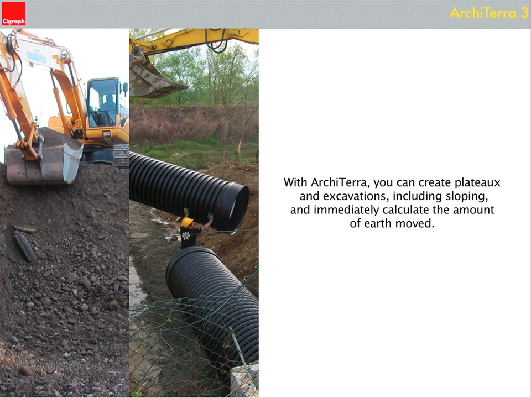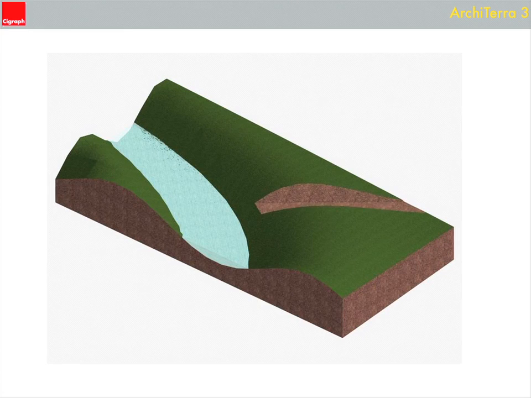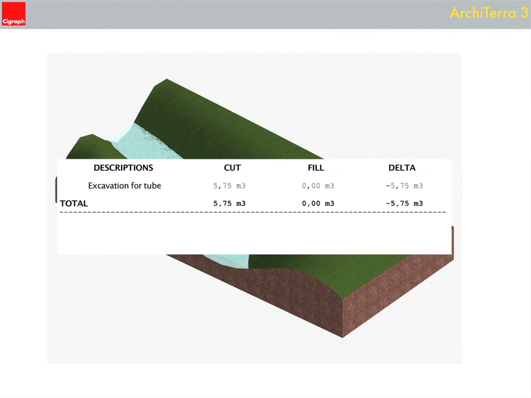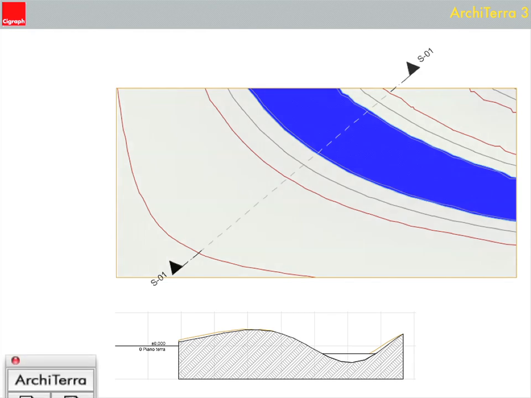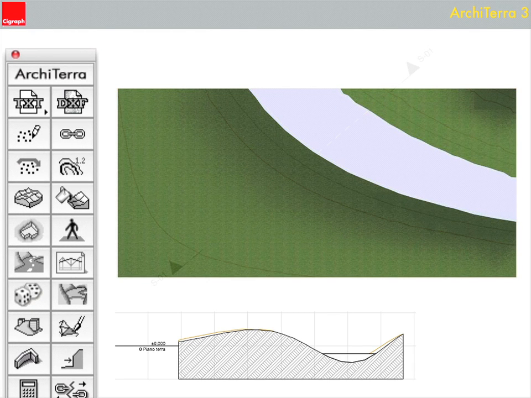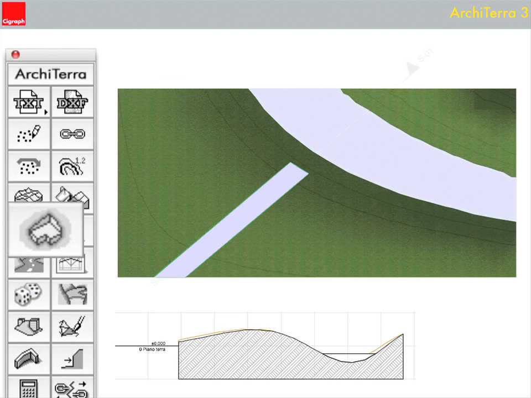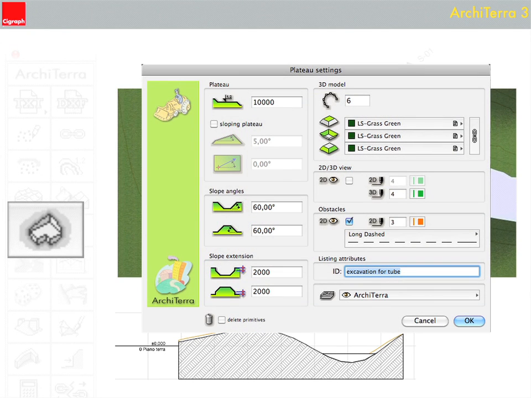with ArchiTerra, you can create plateaus and excavations, including sloping, and immediately calculate the amount of earth moved. Suppose you want to excavate to bury a river, and you want to know how much earth has been excavated. Just draw a fill in the shape of the excavation, use the plateau command to define its characteristics, and why not give the operation a name?